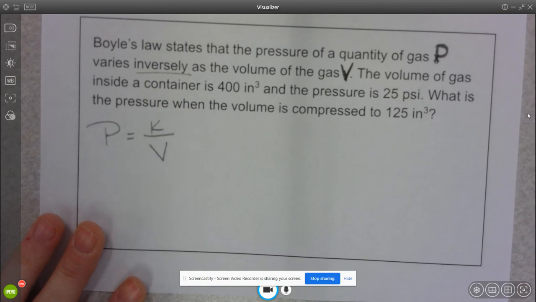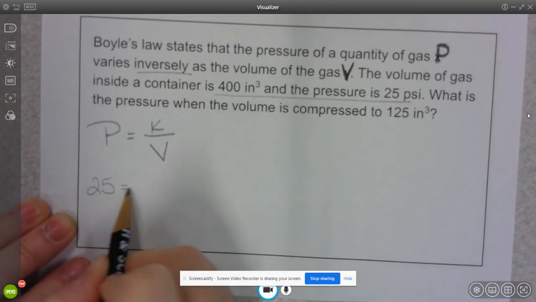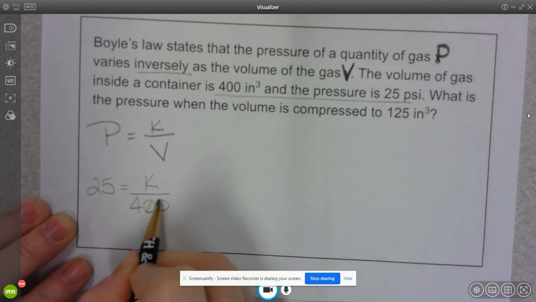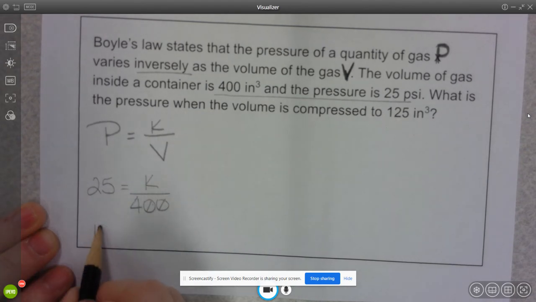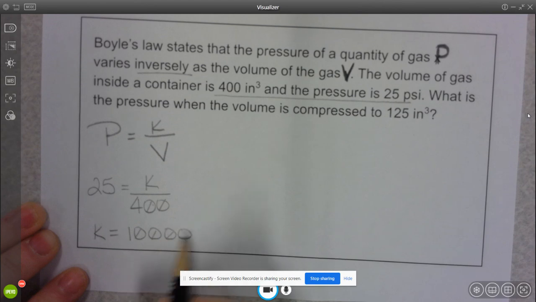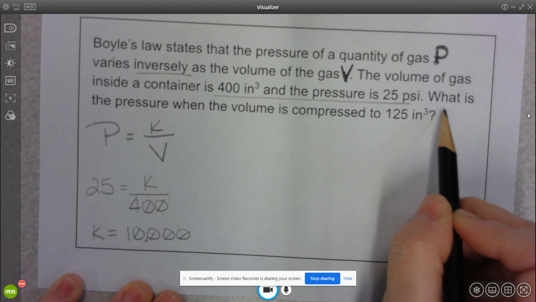Now, again, they did not give us the constant of variation, but they gave us enough information to figure it out. So 25 psi is my pressure. I don't know my constant, and I know that the volume would be 400. So multiplying 25 by 400 tells me that my k value in this instance would be 10,000.